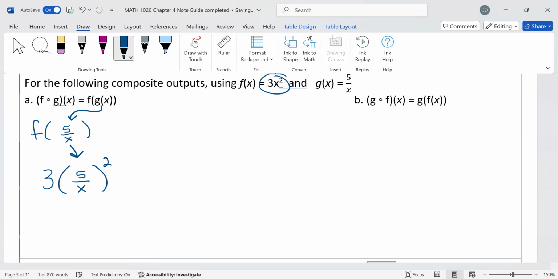Now the square, we square the 5, which is 25. And then we also square the x because the square is on the whole fraction, not just the top or just the bottom. So we get x squared. Then I multiply across. 3 times 25 is 75 over x squared.